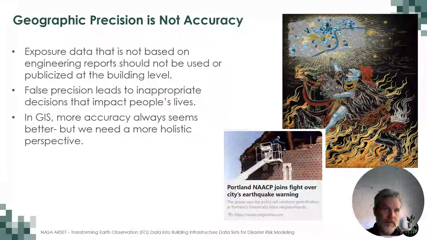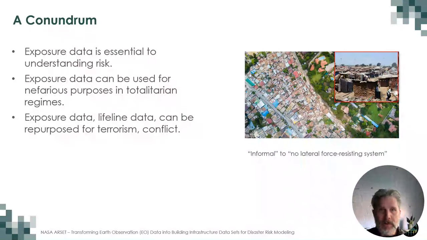I think Mike Kikuchi made that point very, very soundly. False precision leads to inappropriate decisions that really impact people's lives and can impact property values, for example. The example here is that the Portland NAACP sued over the publication of site-specific hazard data because it was affecting property values. And in fact, that data was based on broad-scale surveys, not engineered reports. So they didn't actually reflect necessarily the housing that they had.